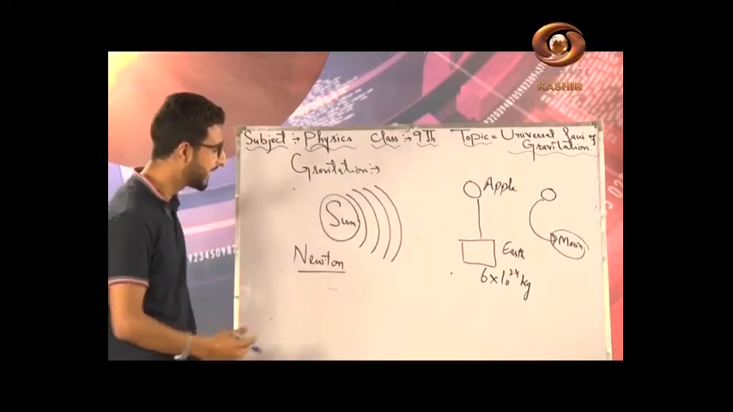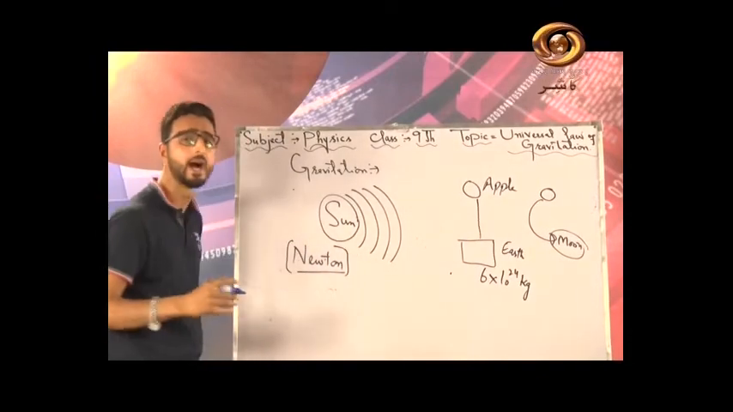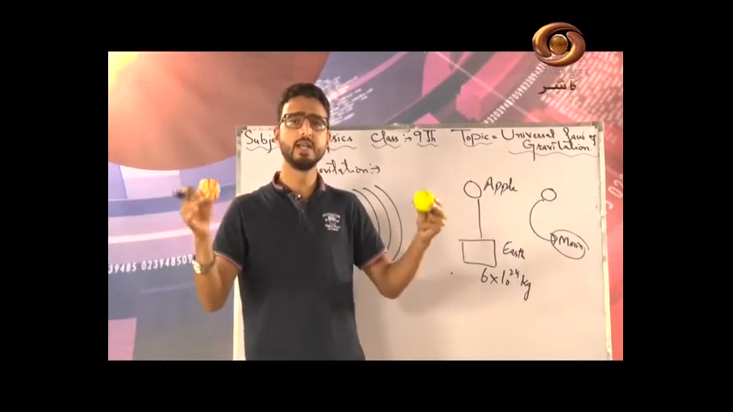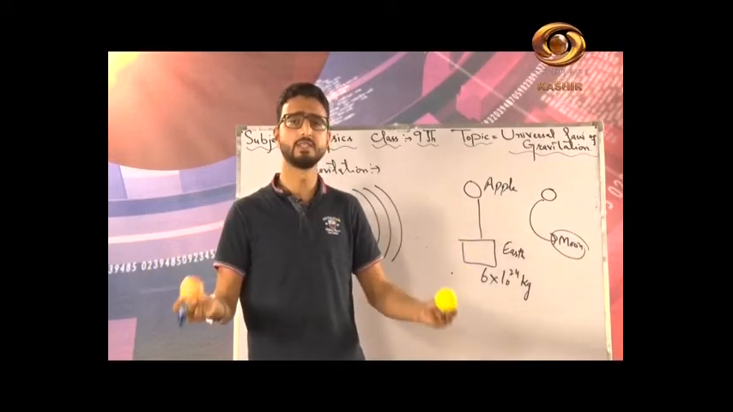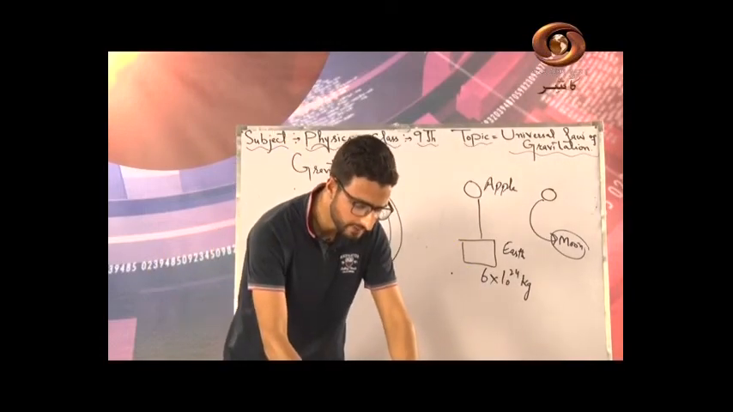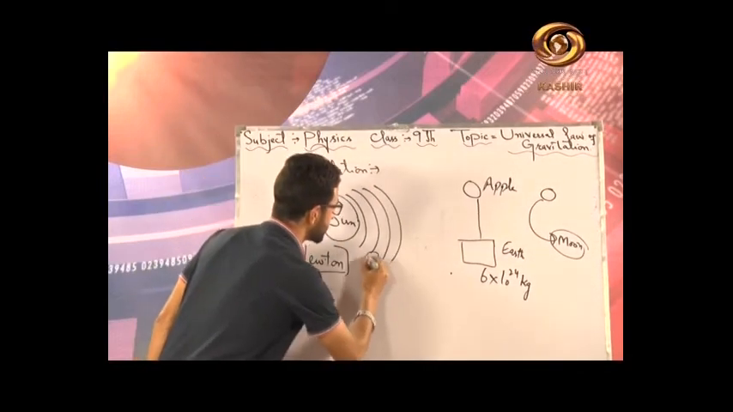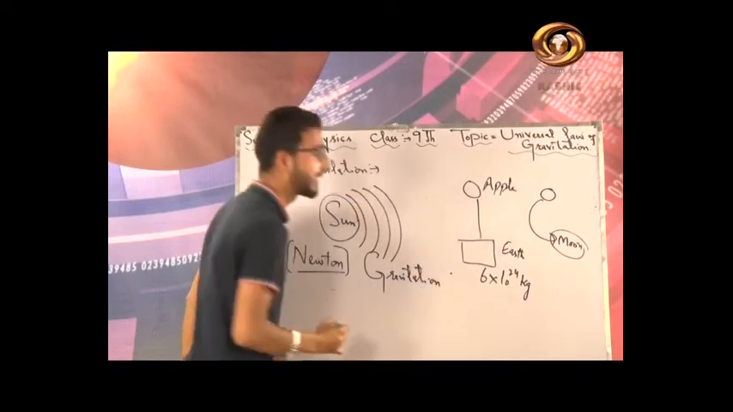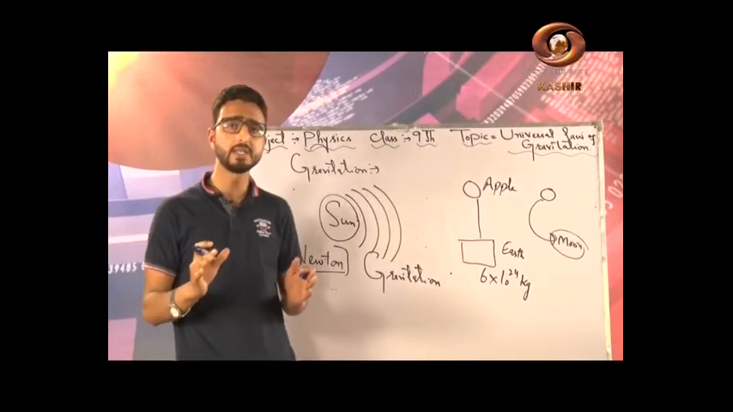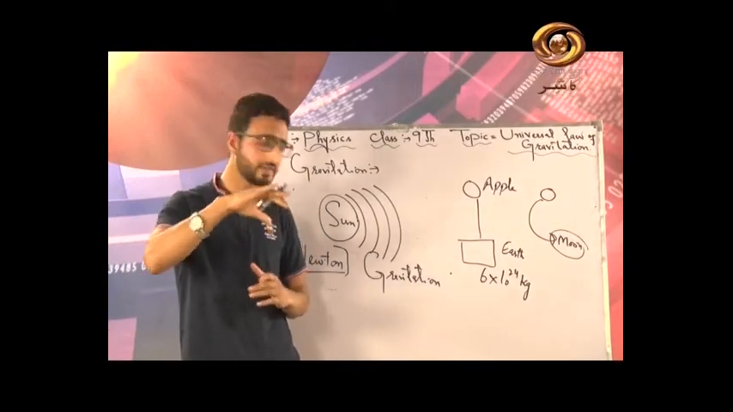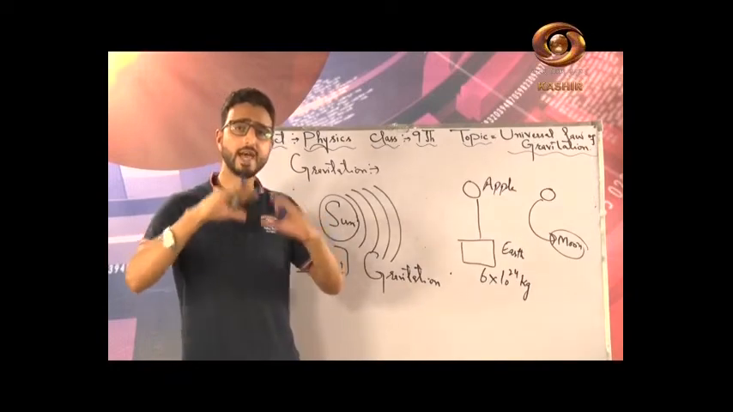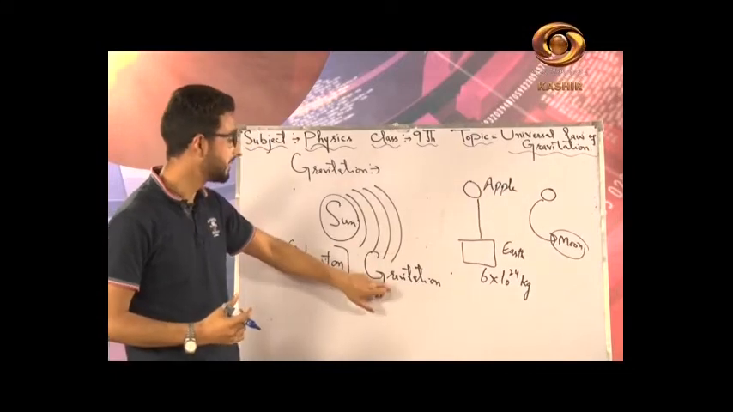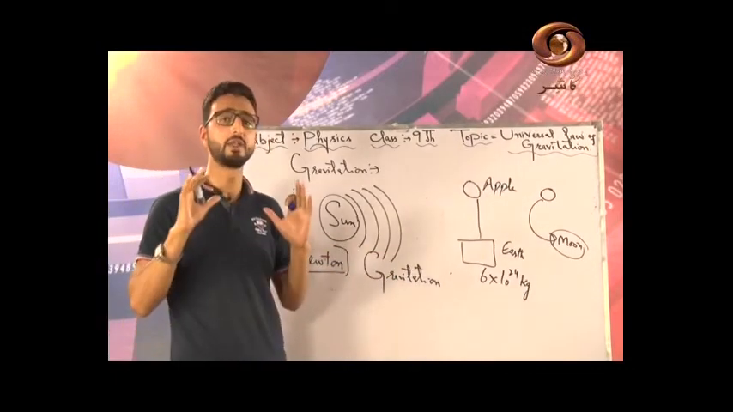This concept was then extended by Newton to any two bodies in the universe. If I have any two bodies in the universe, they will attract each other because of their masses. The force of attraction between any two bodies in the universe is basically called gravitation. This is the 9th class chapter, the topic is gravitation. What is gravitation basically? This was the concept which was extended by Newton to any two bodies in the universe. The force of attraction between any two bodies in the universe is called gravitation.